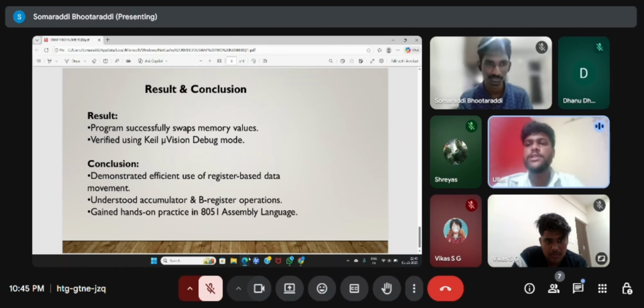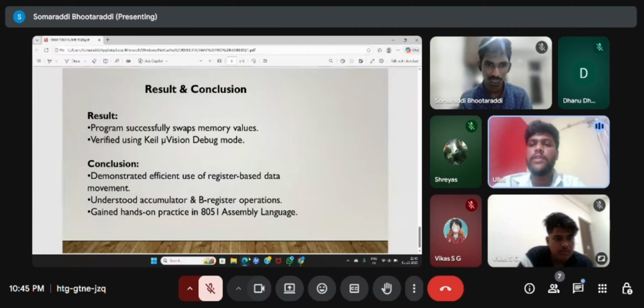Efficient use of register-based data movement. That means you learn how to move data quickly using a CPU register instead of memory. This makes the program faster and more efficient.